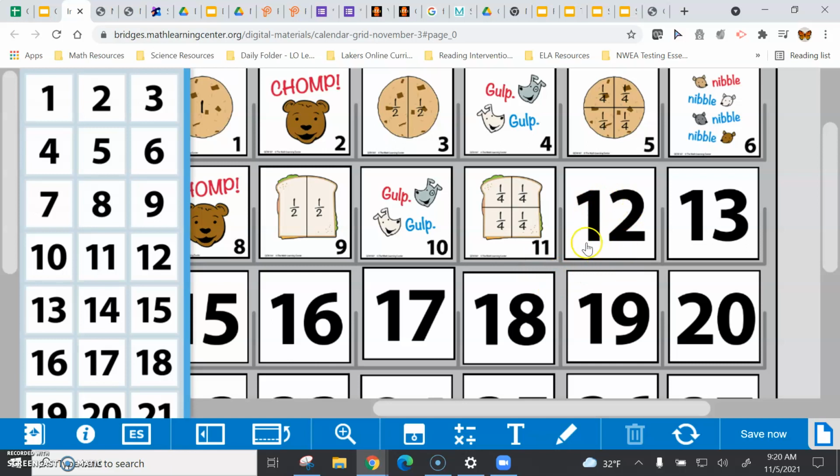What do you think we'll see on today's calendar card? Let's find out. Dun, dun, dun. Those mice are back again, and they came and ate the sandwich. Each one of them had 1/4 of the sandwich.